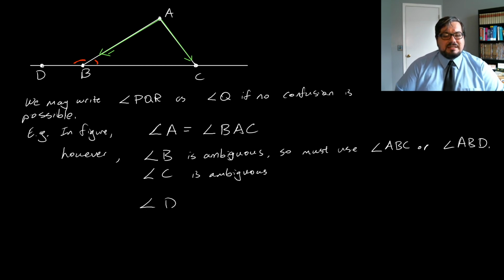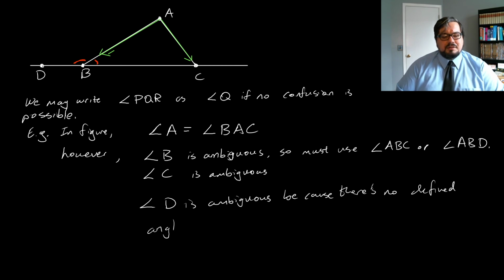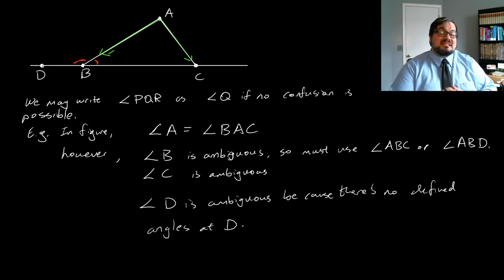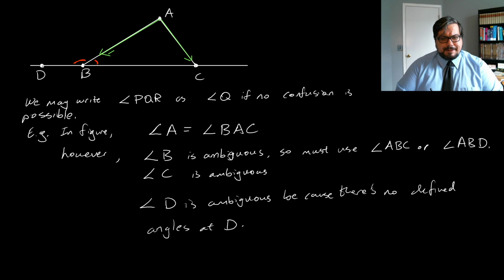And then angle D is also ambiguous because there's no defined angles at D. By defined here, I mean ones that we've either sketched out in our diagram or mentioned in our proof. Something like this. So it's unclear what is meant by the angle at D.